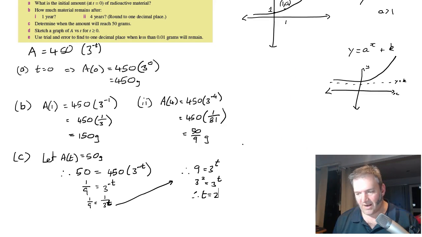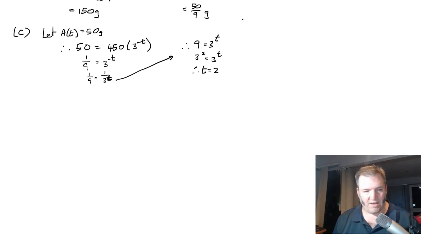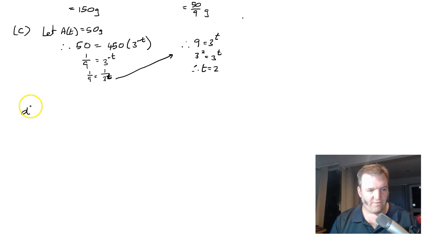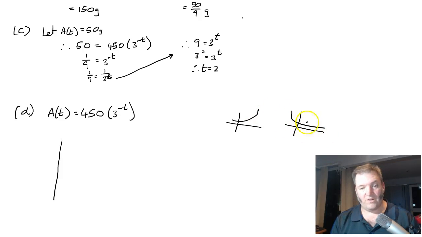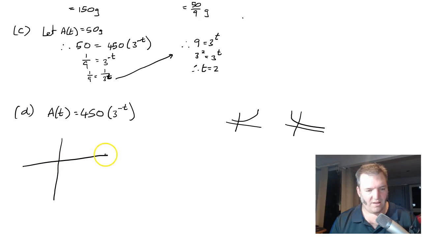If I wanted to sketch the graph, though, we should be able to sketch these with confidence. So let's see if we can do that. If I want to sketch the graph here of A of t equals 450 times 3 to the negative t. So remember, when you put a negative just in front of the t value, what happens is it reflects in the y-axis. So our regular shape that looks like that is now going to look like that. And you can see it's going to decrease as I go to the right. That's a little bit wonky. Apologies for that. I think it's the angle I'm holding this tablet at.